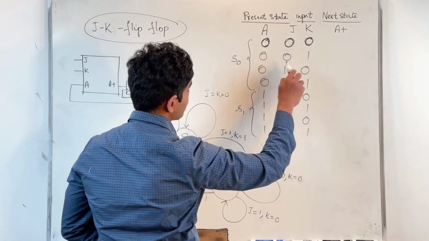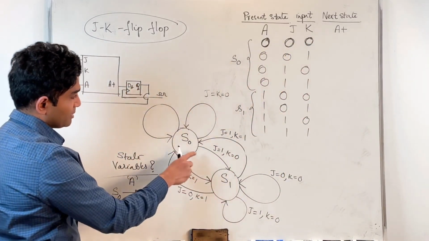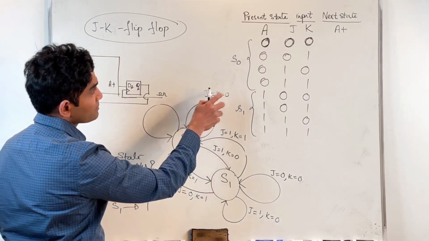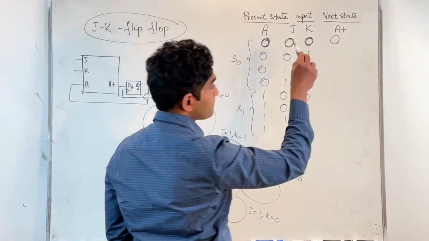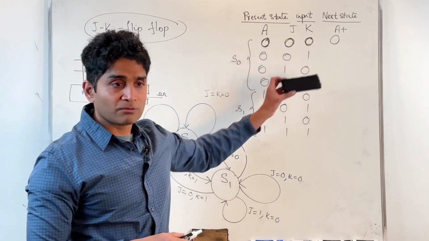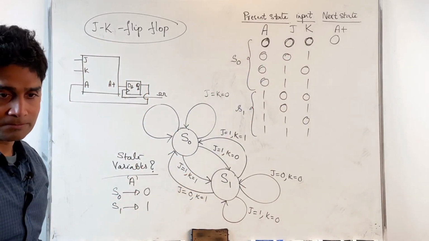What is my A plus? What is my next state? So 0, input of 0, 0 takes me back to the same state. So my A plus is still 0. I basically get these values from the state diagram here.